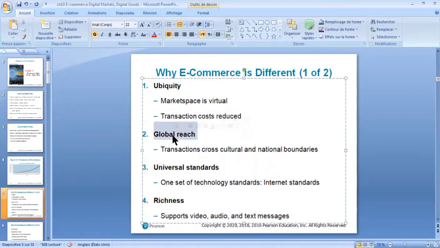The second feature is the global reach, which means that e-commerce enables transactions to cross cultural and national boundaries. And as a result, what is the potential market for e-commerce? The theoretical market of e-commerce, what is that? It's equal to what? Who can answer this question? Theoretically, the potential market for e-commerce is equal to what?